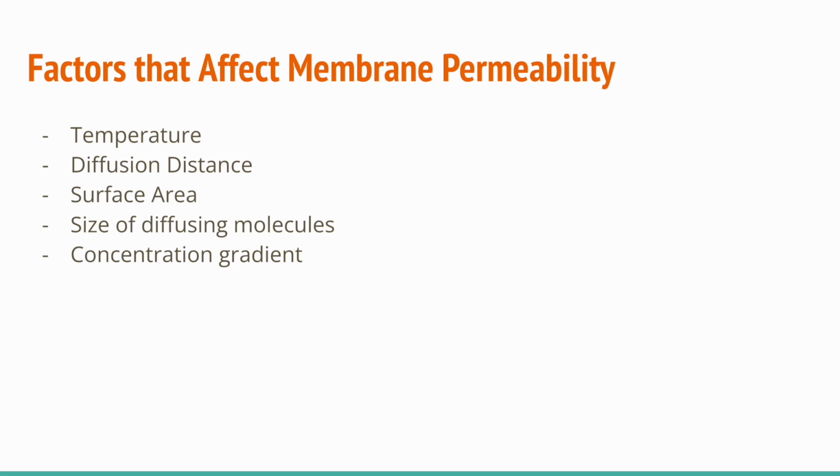In some cases, organic solvents can increase cell membrane permeability as they dissolve the phospholipids in the bilayer, causing the membrane to lose its structure, but this is not necessarily a factor that affects membrane permeability in the traditional sense.